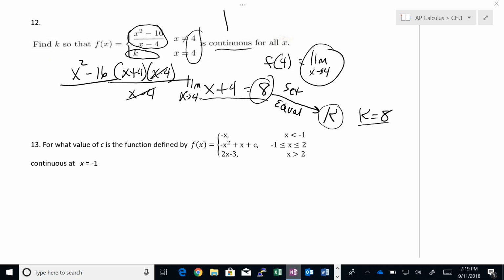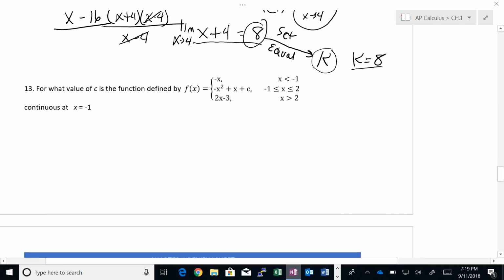All right, 13 too. Let's look at 13. So, in looking here, find the value of c. All right, and this is our little c right here. Negative 1 is our magic point. All right, so let's find the limit as I approach negative 1. So to the left of negative 1, I'm using this guy. Okay, so it's going to be negative x. So that would be 1. All right.